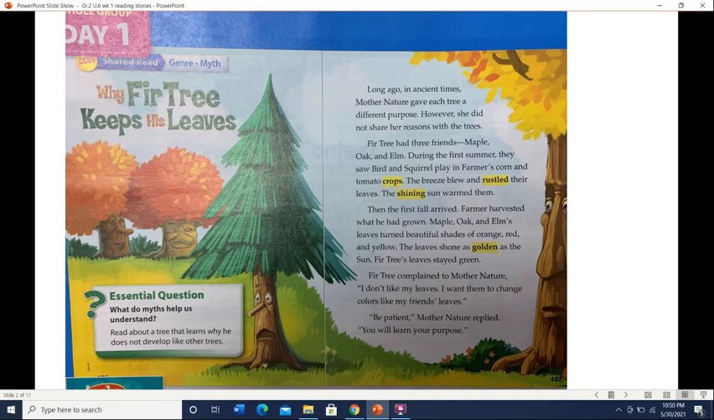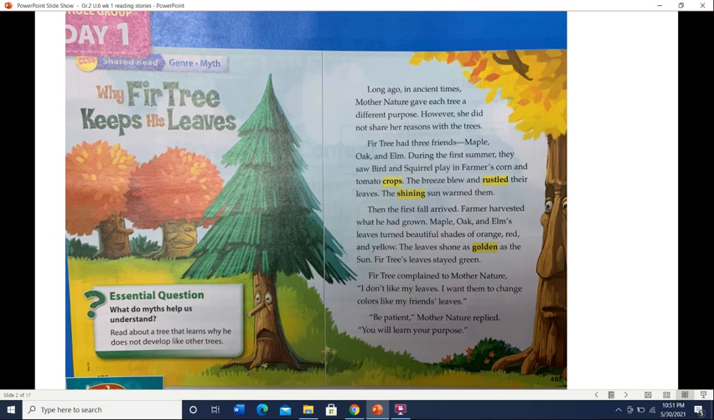We know that in fall the leaves usually change colors and they fall, and then by springtime new leaves come and they are green again. So today we'll be learning about a kind of tree that doesn't lose its leaves. This is the fir tree that we're talking about, and this tree wants to know why he doesn't lose any of his leaves.